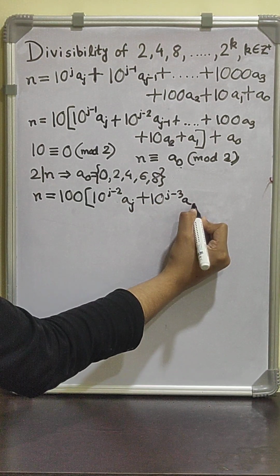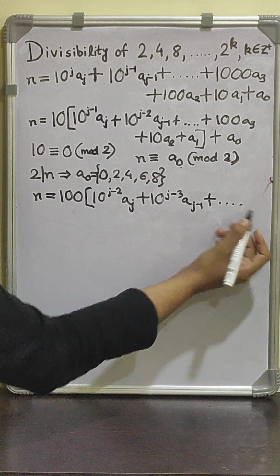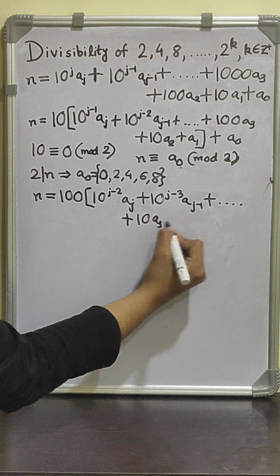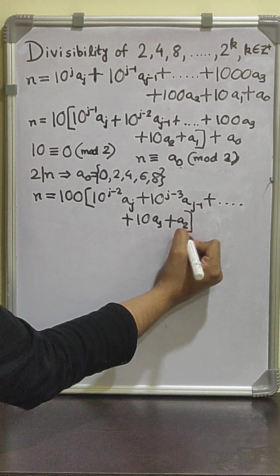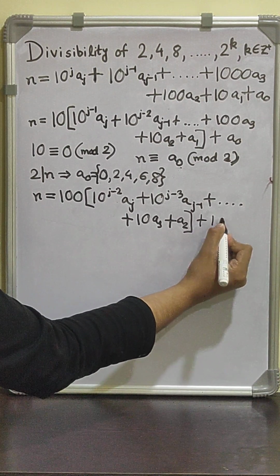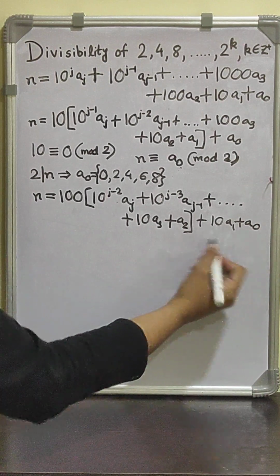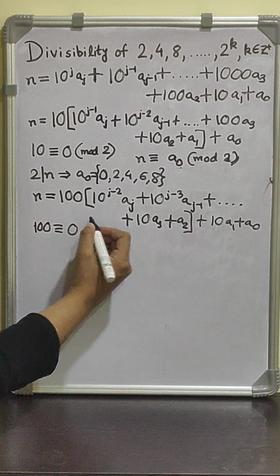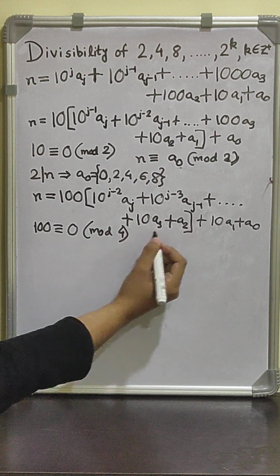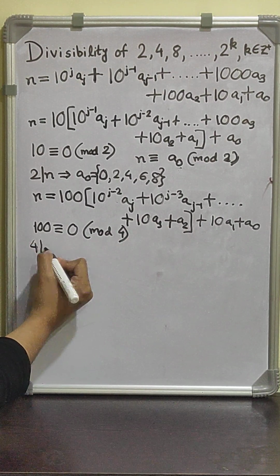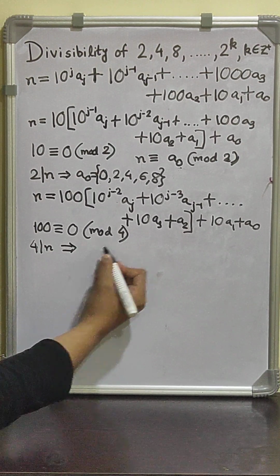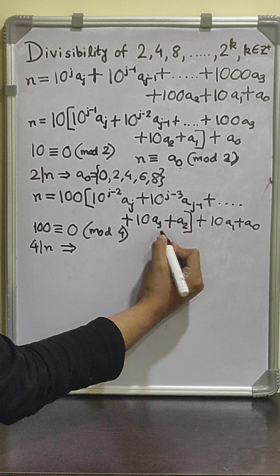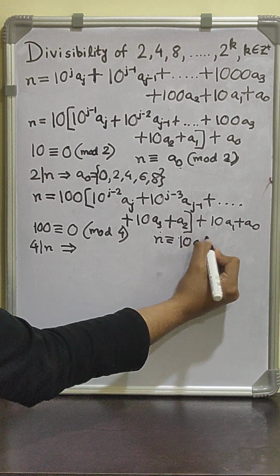Straightforward here, it's a_j times 10^(j-2) plus dots plus, I took 100 out, so I'll just focus on this part. That means the last two digits. Because 100 leaves a remainder of 0 mod 4. So if I say that 4 divides n, it means that 4 has to divide the remainder exactly. That means n should be congruent to 10a1 plus a0 mod 4.